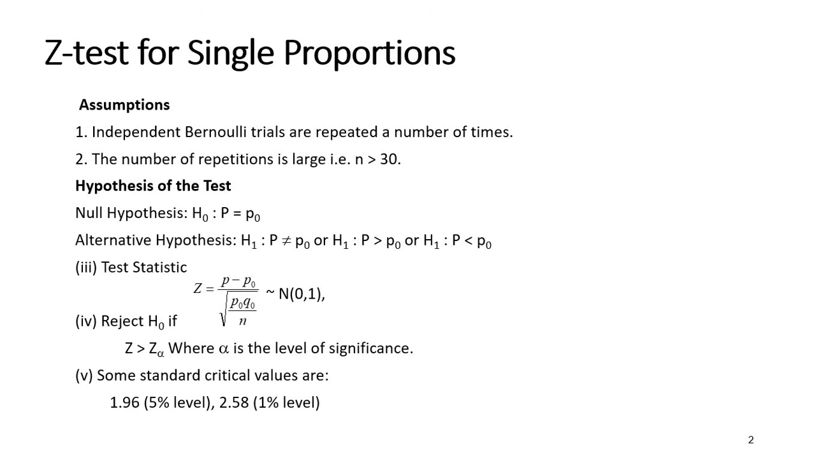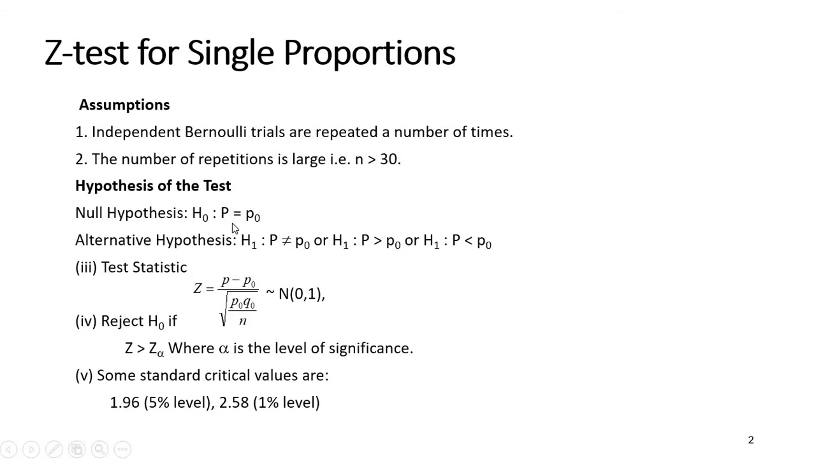Now we go to the test statistic. This is the test statistic where small p represents the sample proportion, and P naught represents the specified value which we want to test, and under root P naught Q naught by n. So n is the sample size. Now this entire thing follows normal distribution with mean 0 and variance 1.